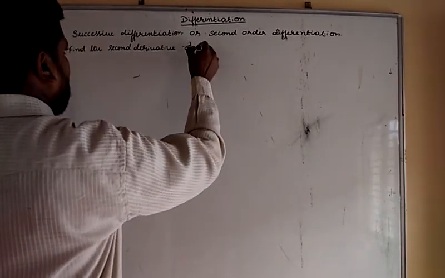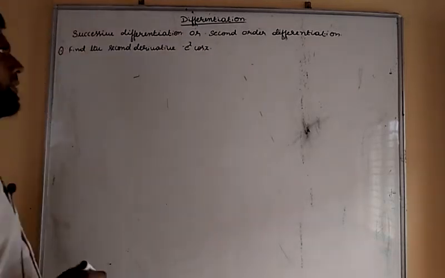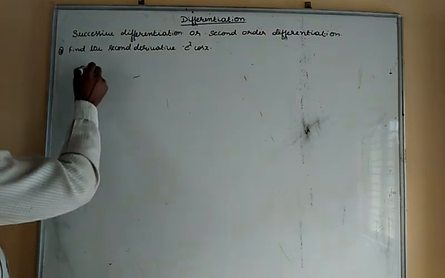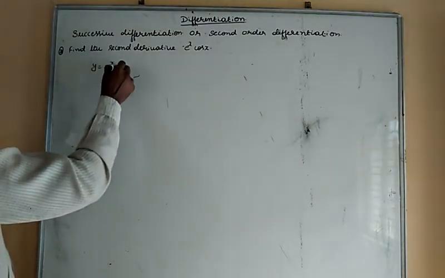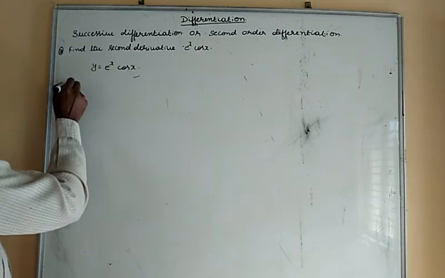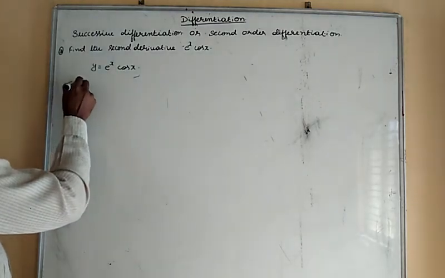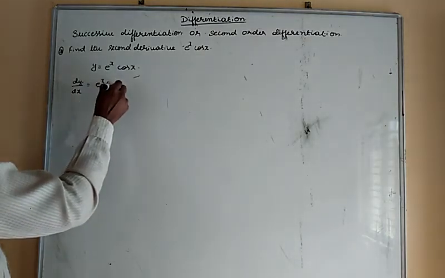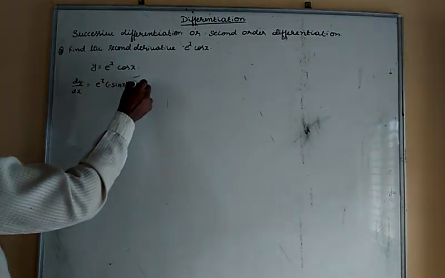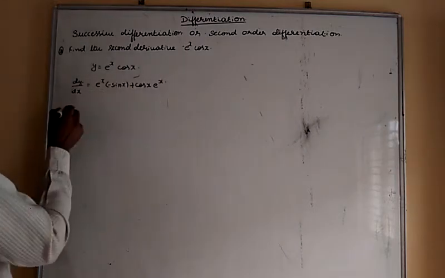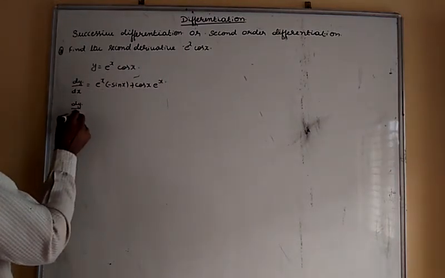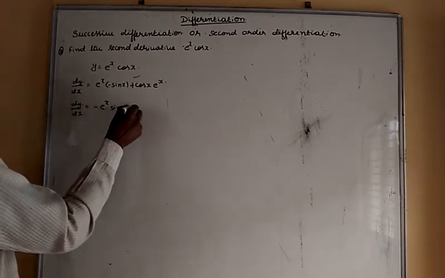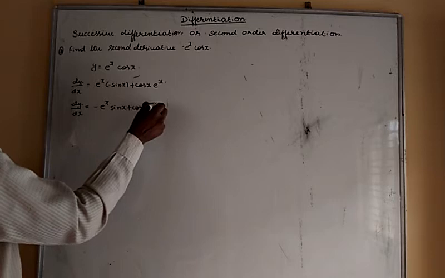Next question: e to the power of x cos x. Y is equal to e to the power of x cos x. If you differentiate, apply the product rule here. dy by dx is equal to first function into differentiation of second function plus second function into differentiation of first function. Then dy by dx is equal to minus e to the power of x sin x plus cos x e to the power of x.